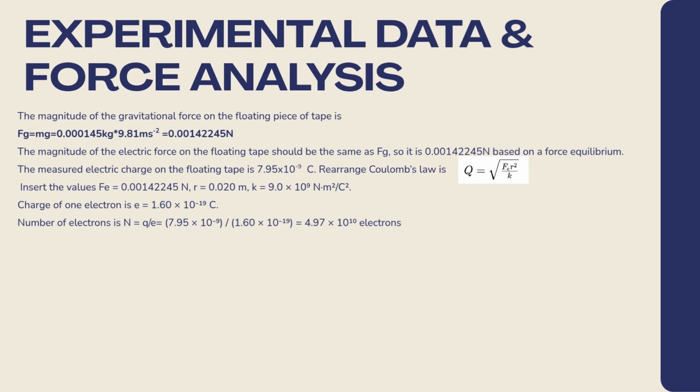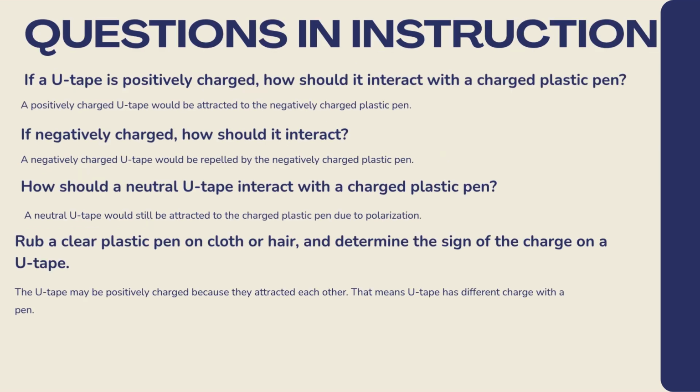Using the tape mass, I calculated the gravitational force using F equals mg. Because the tape was floating, I assumed the electric force was approximately equal to the gravitational force. Using Coulomb's law, I estimated the charge to be about 7.95 times 10 to the negative 9th coulombs.